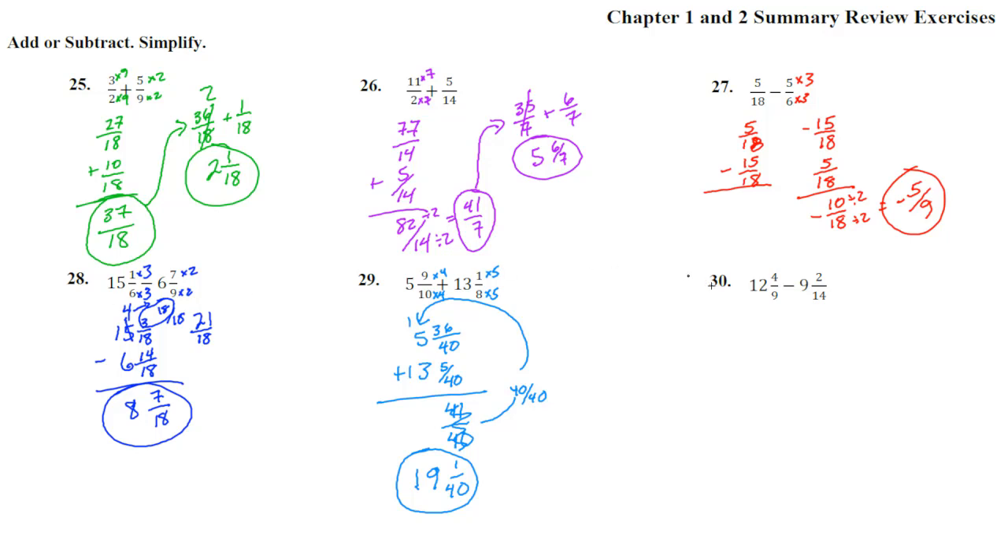All right, number 30. Okay. 12 and 4 ninths minus 9 and 2 fourteenths. Oh, 9 and 14. I'm not seeing anything nice about that one. Let me see. 14, 28. No, prime factorization, that's just 2 times 7, and this is 3 times 3. They have nothing in common. So the best we're going to do is 14 times 9.